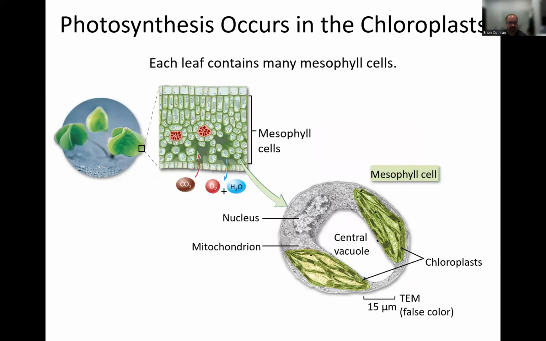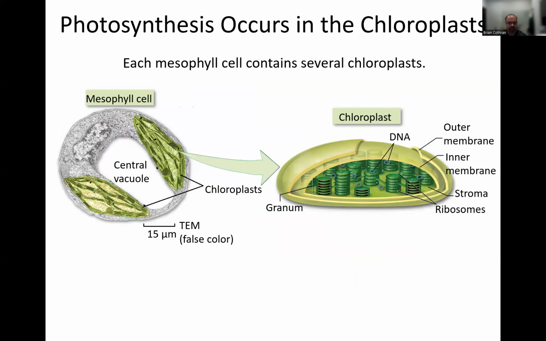So these mesophyll cells contain chloroplasts, a central vacuole here. We talked about that in the last chapter as a storage component for the cell. The nucleus is housed here as well. And here, the chloroplast, is where photosynthesis is going to take place. Each chloroplast has the ability to capture light energy and then turn that into chemical energy in the form of glucose.